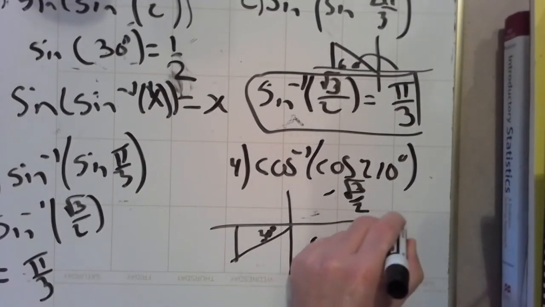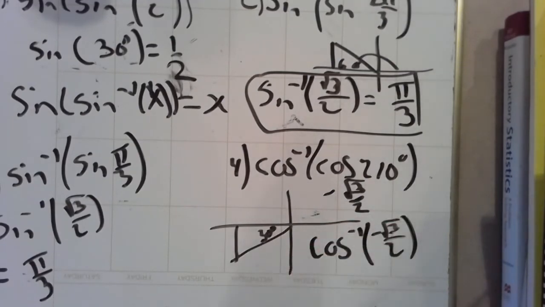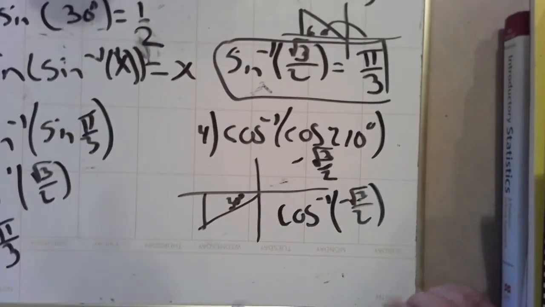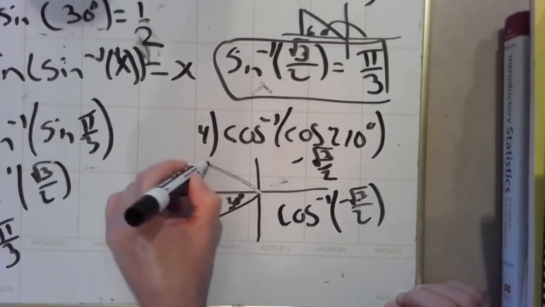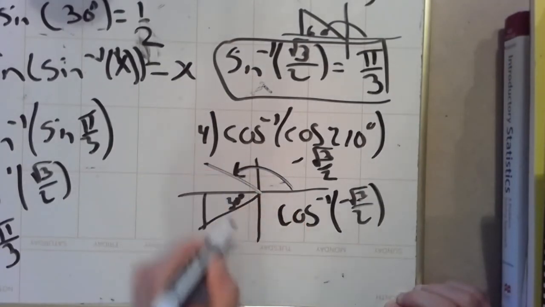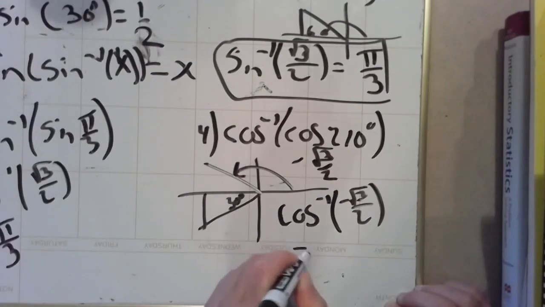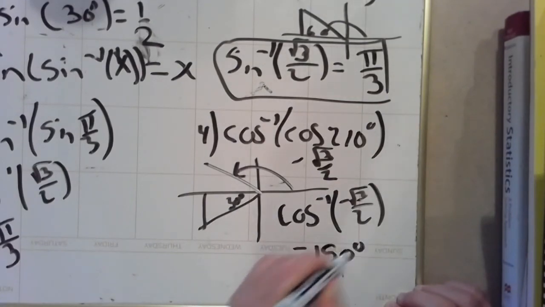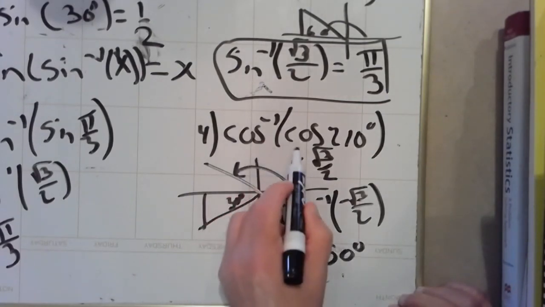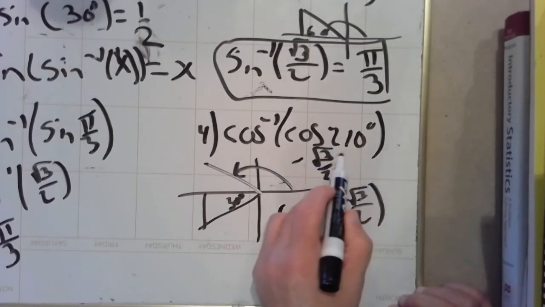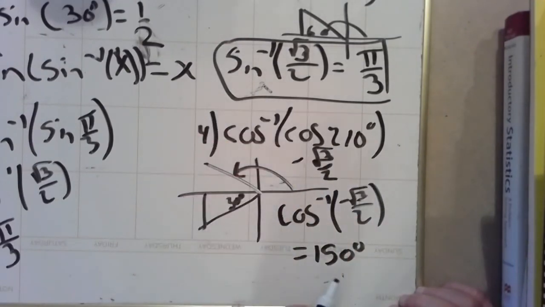This question is saying in quadrants 1 and 2, where does cosine equal negative root 3 over 2? Only in quadrants 1 or 2. That would be this angle, 150 degrees. So inverse cosine of cosine of 210 is not 210. They don't just cancel out. You get back 150 degrees.